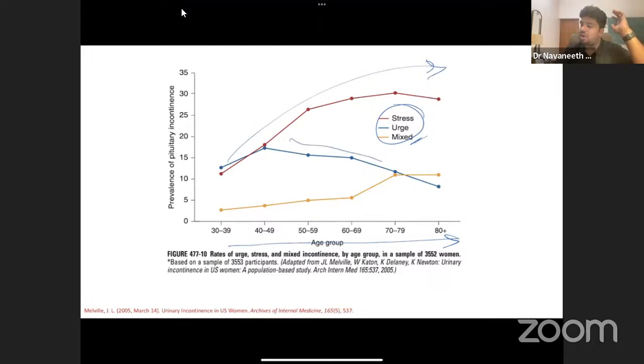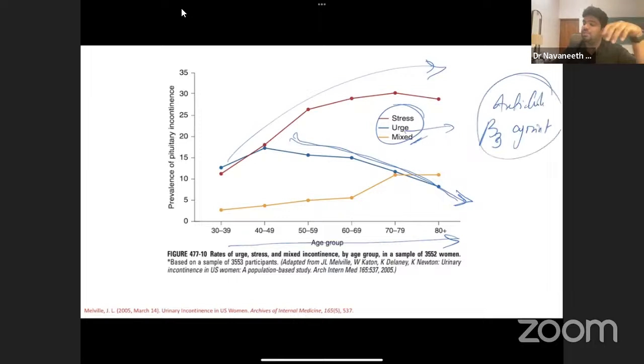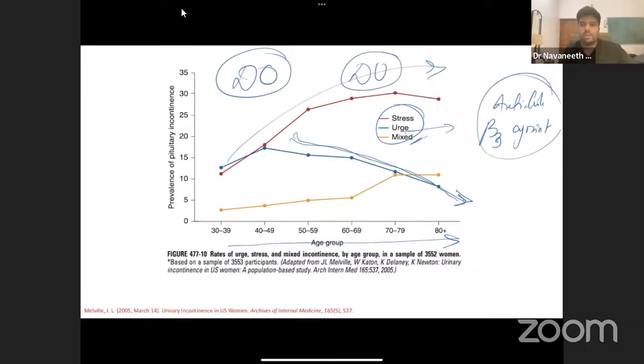If you see, urge incontinence is declining. That is because of increased treatment of neurological conditions. The decreased incidence of urge incontinence is mainly because of beta-3 agonists and anticholinergics, the drugs. Both of these cause a decrease in the overactiveness of the bladder. The detrusor overactivity, or DO, is actually decreased. DU is detrusor underactivity. DO is detrusor overactivity.